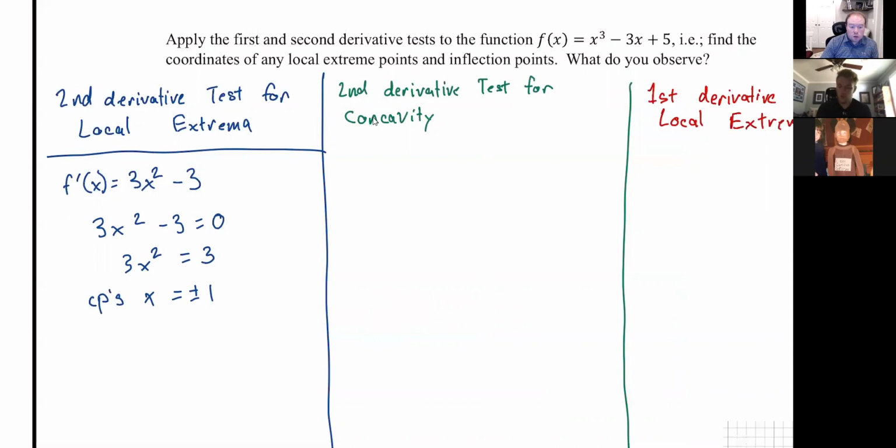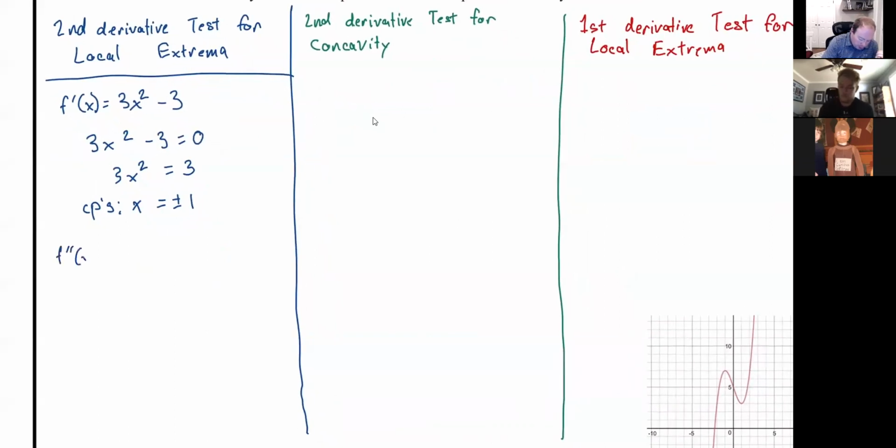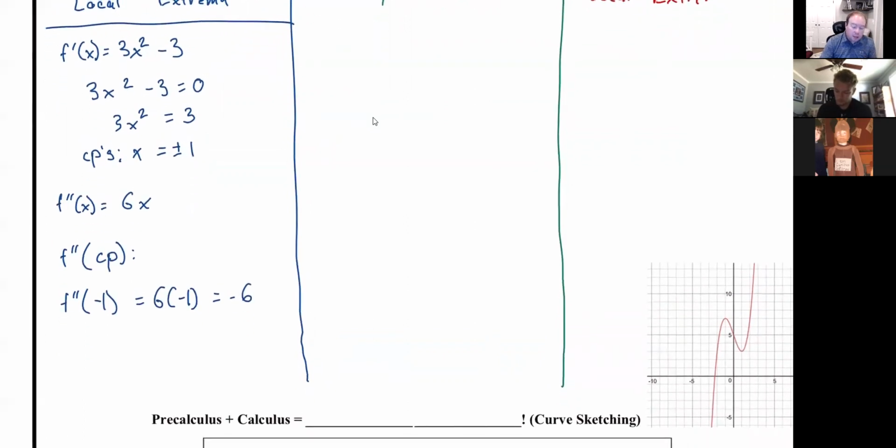What I'm going to now do is take those two critical points and plug them into the second derivative. So let's take the second derivative now. F double prime of x is equal to 6x. Okay, so now let's go ahead and plug these critical points in. F double prime of my critical points is what I'm about to do. So f double prime of -1 is equal to 6 times -1, or -6. Oh, great, that's not 0.